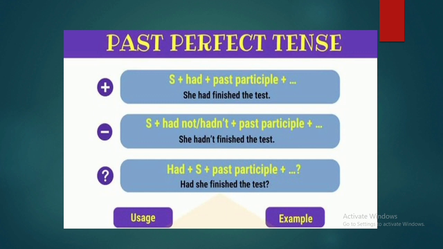Past perfect tense, had plus PP. The negative is hadn't plus PP, and when we make a question, we use had as a helping verb.